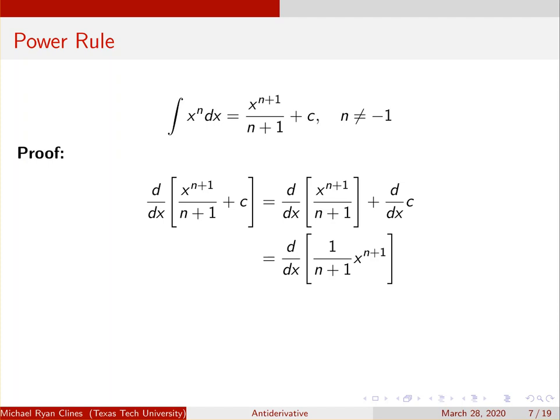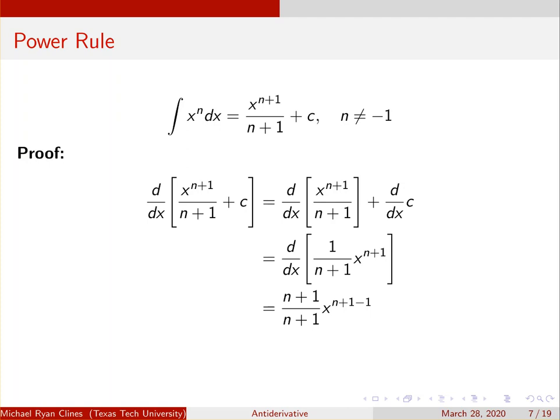Now, we just have to deal with this one last term, and we want to use the power rule. What is the power rule for differentiation? Pull it down, subtract 1 from the exponent, and you get something that looks like this. We pull down that n plus 1 because while n plus 1 looks weird, n plus 1 is just a number. That's it. It's just a number. So we can pull it down.